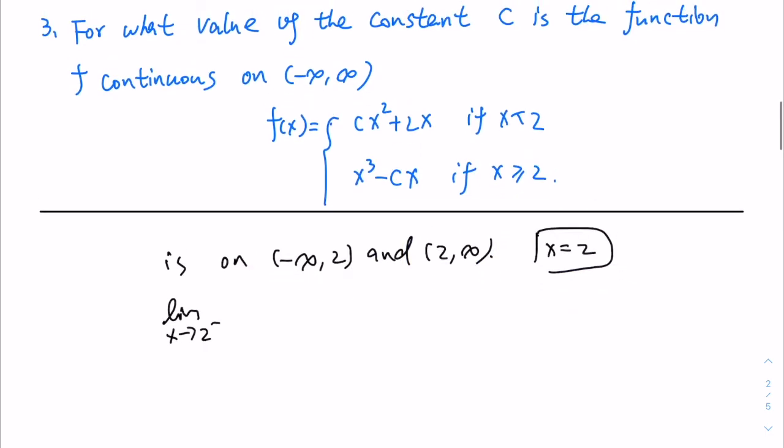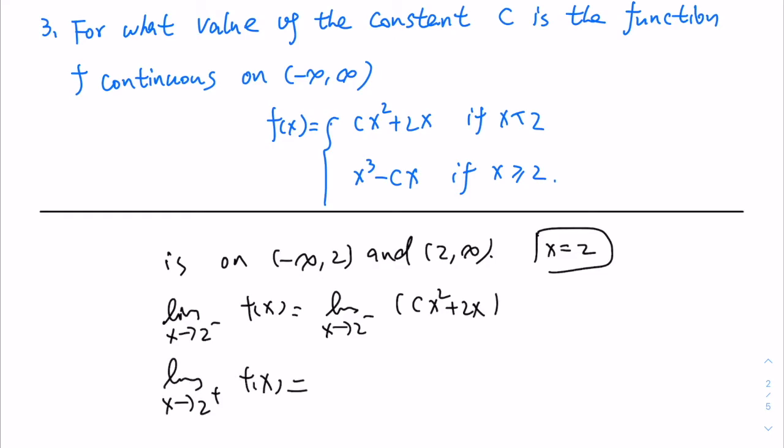If we want to check the function is continuous at this point, you have to check the limiting value exists. So that's what I'm doing here. The left side limiting value is the limit as x approaches 2 from the negative side, and the left side is cx squared plus 2x. Similarly, the other side, the limit of f of x as x approaches 2 from the positive side, is x cubed minus cx. Okay, so you can just plug in, because this one is not 0 divided by 0, it's safe. You can just plug in x equal to 2.